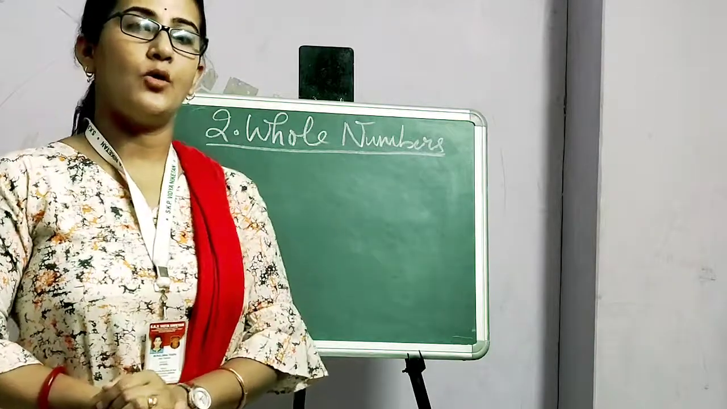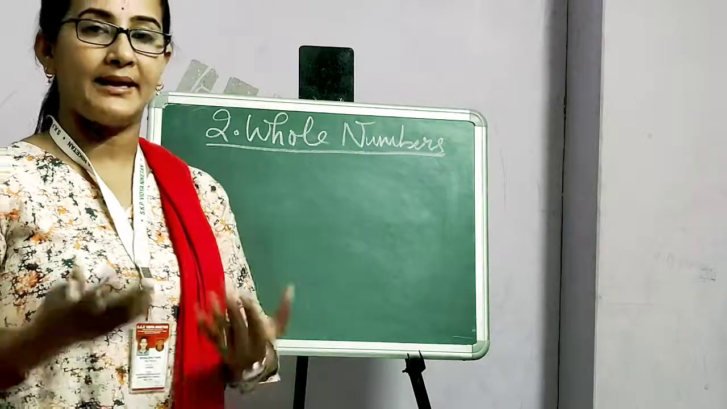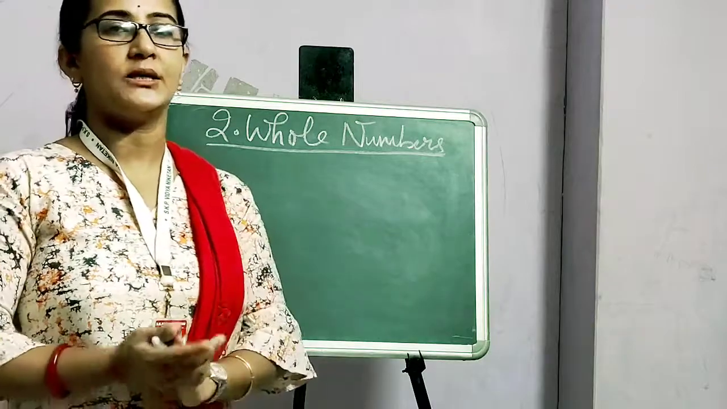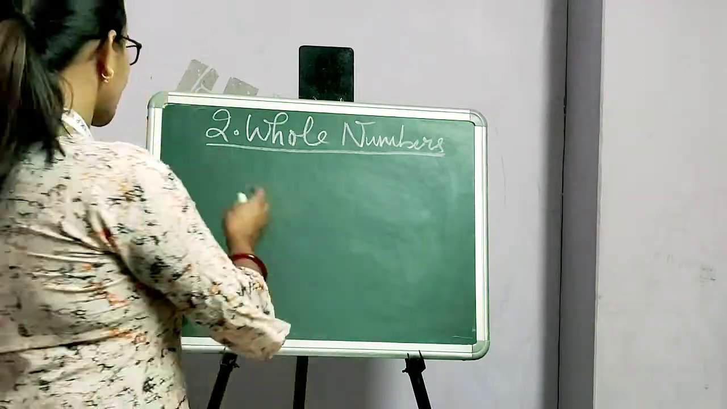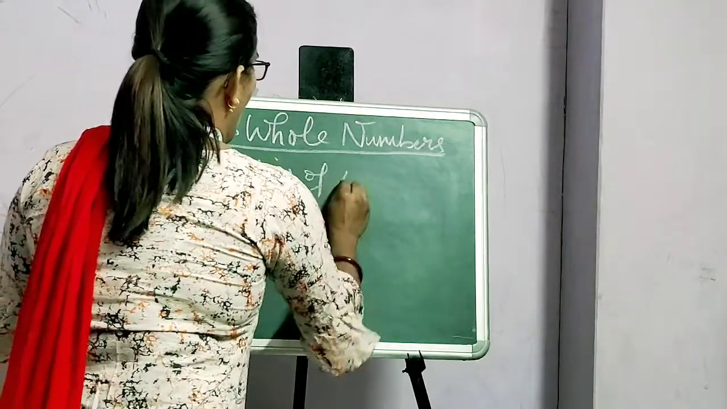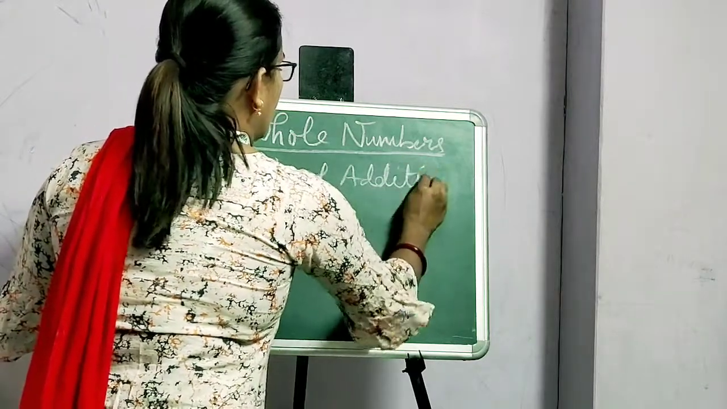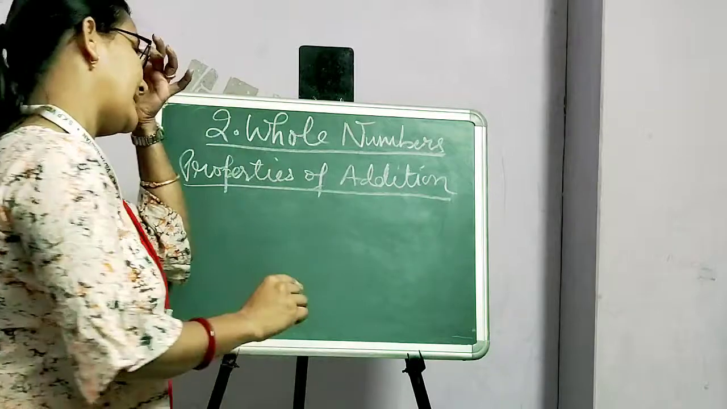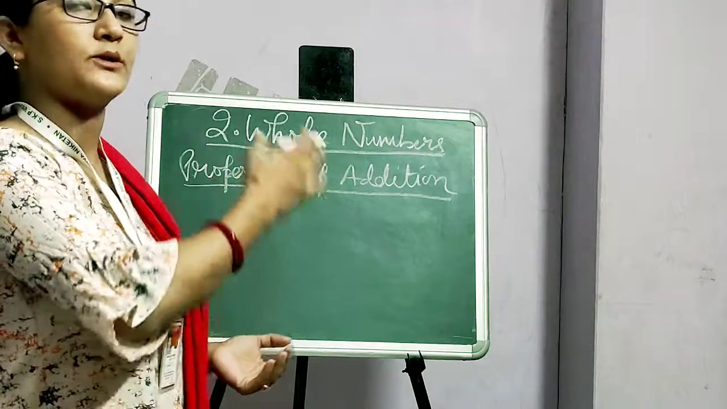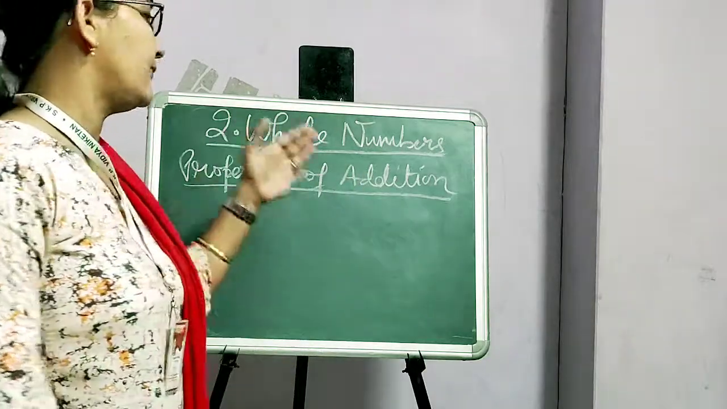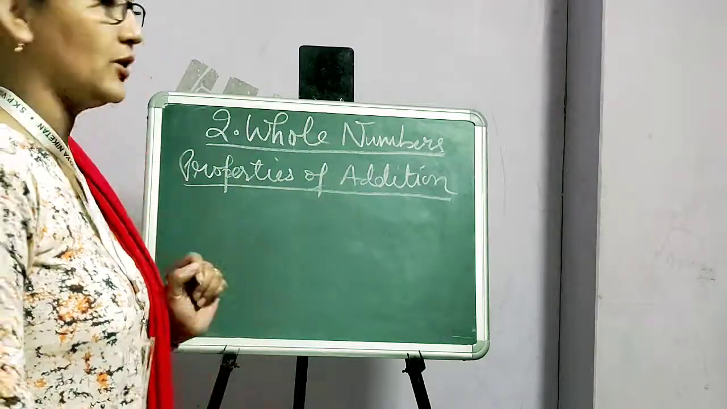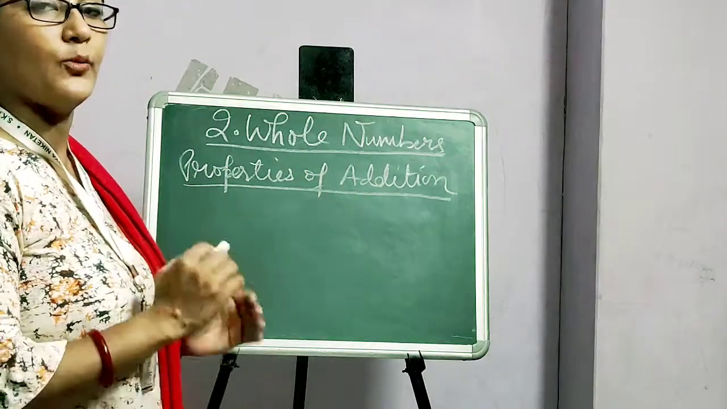Okay, whole numbers also have so many properties while adding, subtracting, and multiplying. So today we will see some properties of addition and subtraction of whole numbers. Properties of addition. Once I write a single property, I need to rub it so that I can write more. So if you want to understand it elaborately, you better write it in your copy also. Properties of addition, there are a few properties of addition.